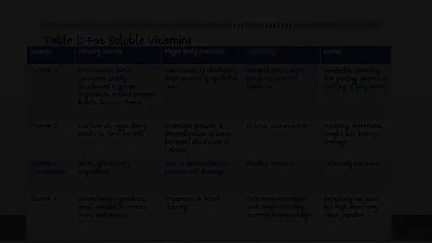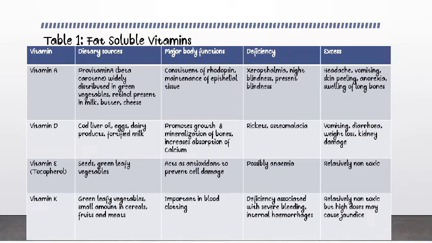Moving to the next slide: vitamin dietary sources, major body functions, deficiencies and excesses. In vitamin A, we are in the fat soluble vitamins right now. Under the vitamins, the provitamin beta carotene is widely distributed in green vegetables, and retinol is present in milk, butter, and cheese. So we can get vitamin A from milk, butter, and cheese, and from green vegetables as well.